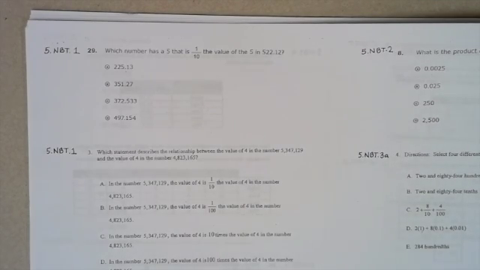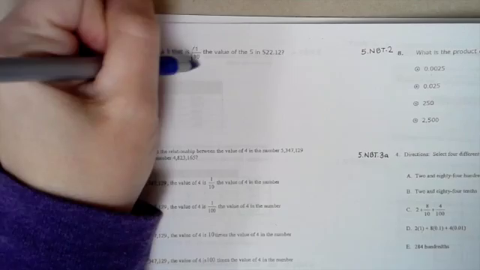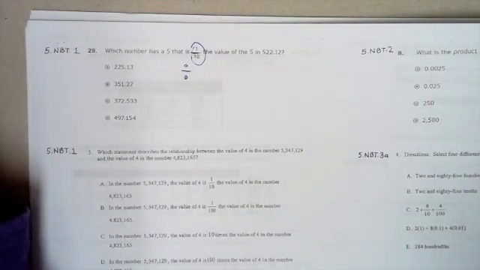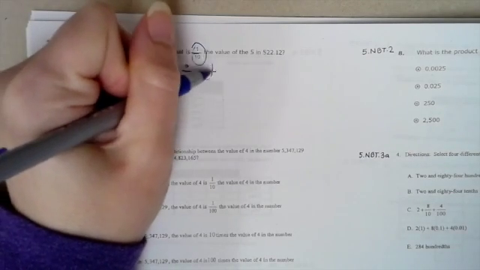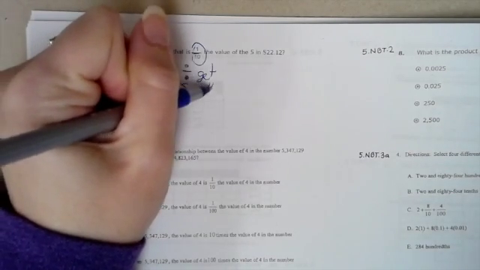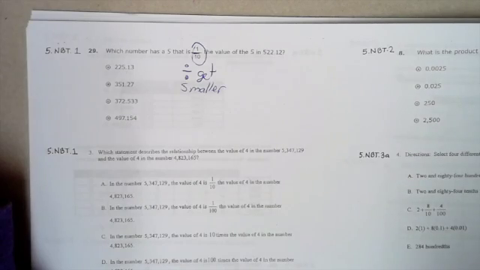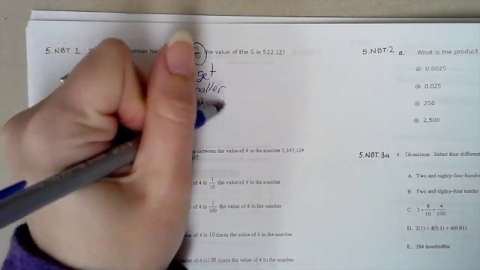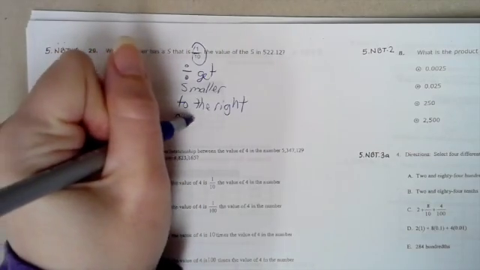Which number has a 5 that is 1/10 the value of the 5 in 500.22 and 12 hundredths? 1/10 the value. This line means division. Division means get smaller. And when we get smaller, we're moving to the right, to the right one place.